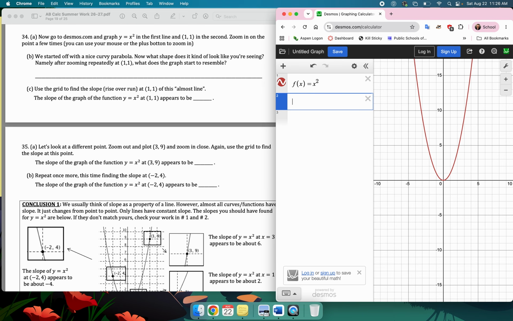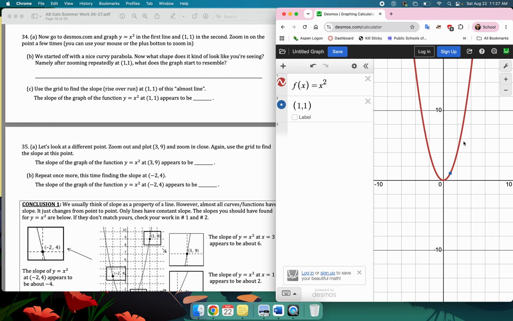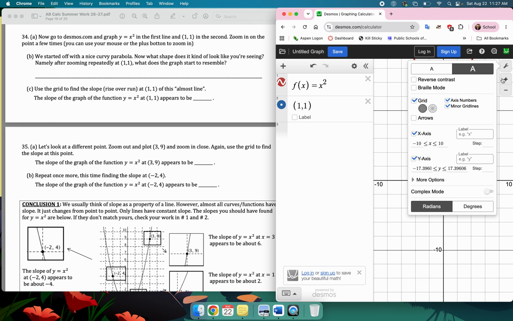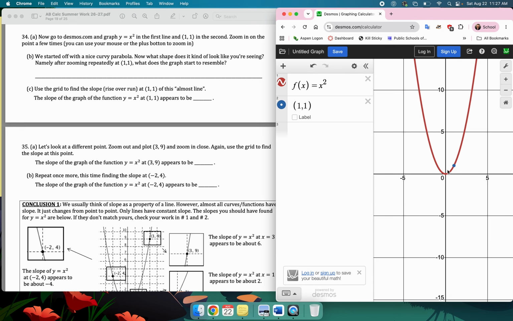So now go to Desmos and graph in the first line and 1, 1 in the second. Okay, so we're just highlighting the point 1, 1, which is right here. Maybe I'll put this on high contrast. There we go. Cool. I'm going to do something else. I'm going to get rid of minor grid lines and make a step of 1, 1. There we go. That's just how I prefer to view this guy. Okay, so there we go.